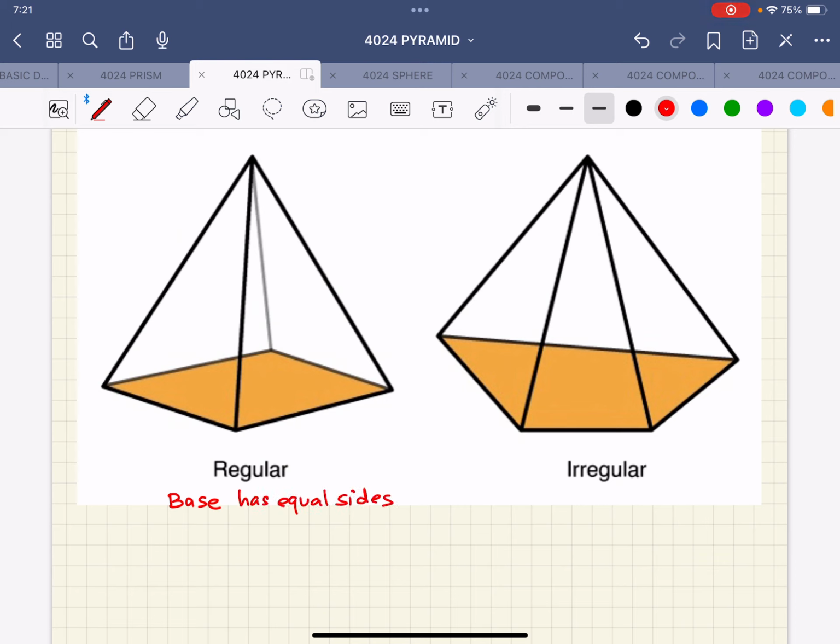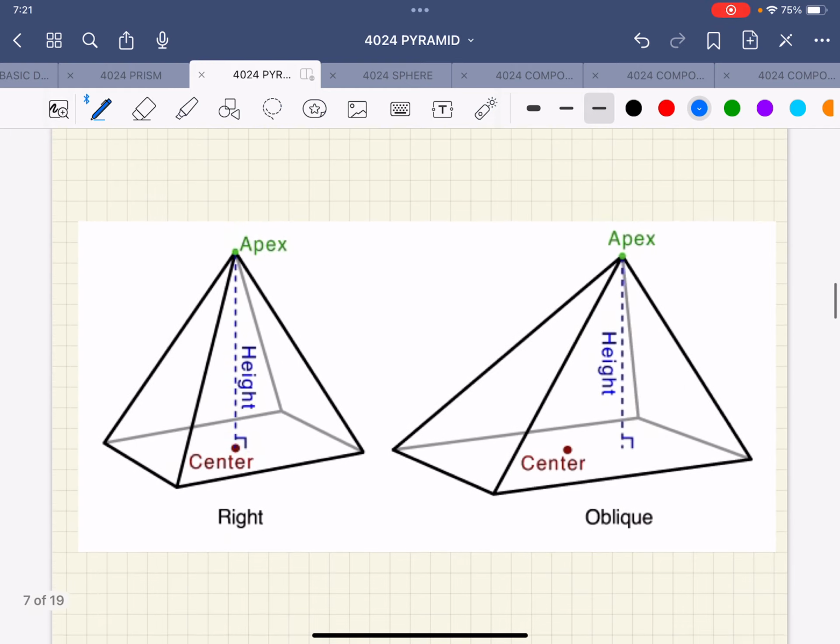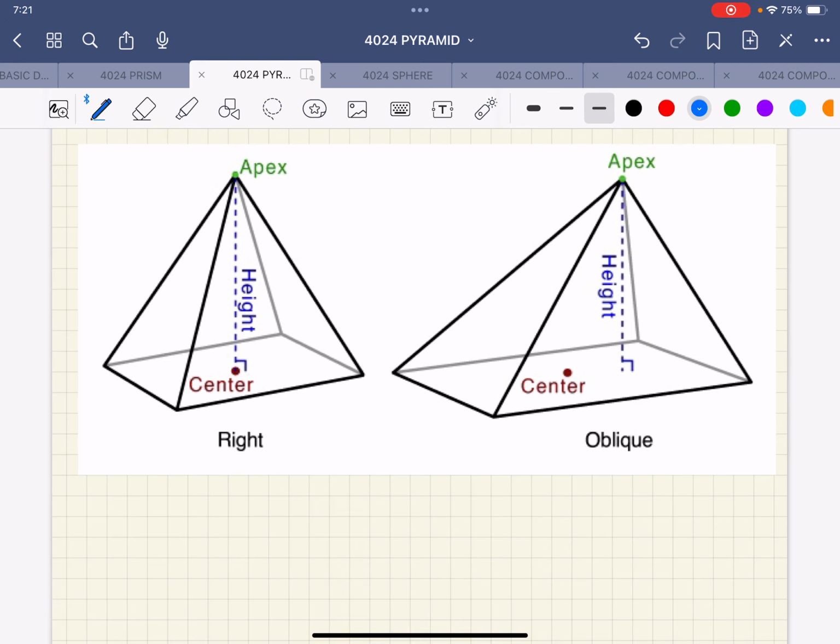And the other one is an irregular pyramid because of unequal lengths of the base. So yes, they both are pyramids, but one is regular, the other one is irregular. And further detail of this is that there could be a scenario in which the highest point, that is the apex, and the center of the base over here are exactly aligned, something like this.